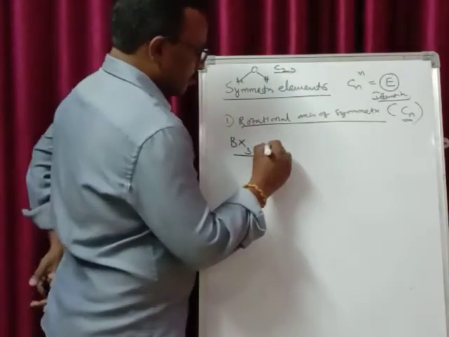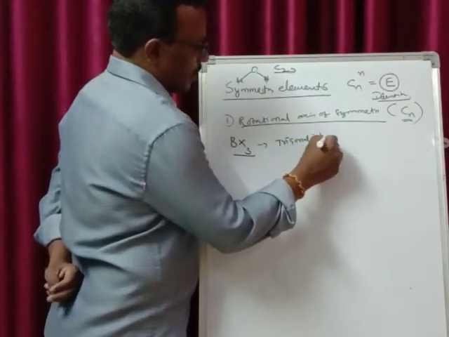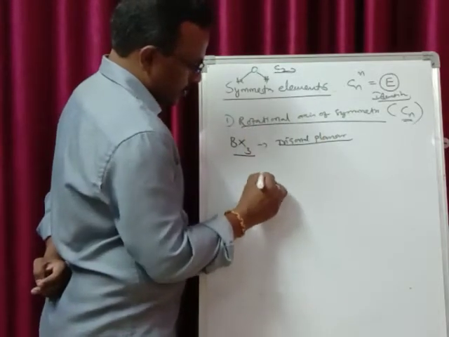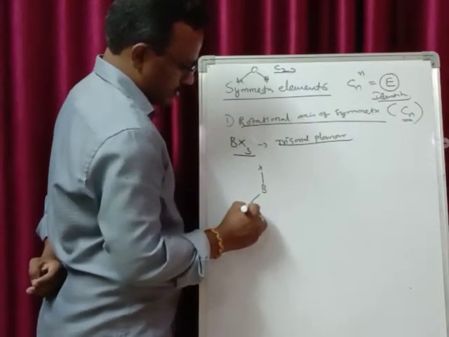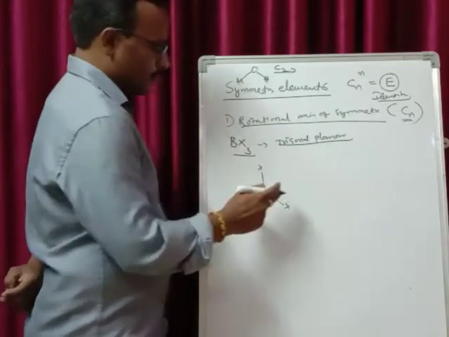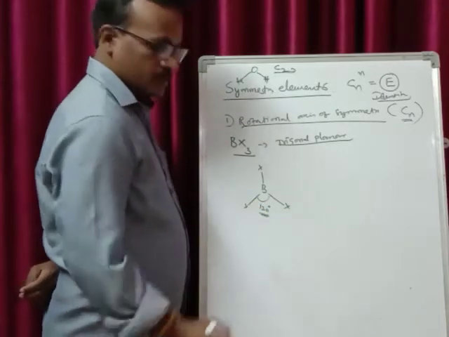The structure of this particular molecule is trigonal planar. That is, boron is attached to the 3 halogen X groups, which are separated by an angle of 120 degrees.